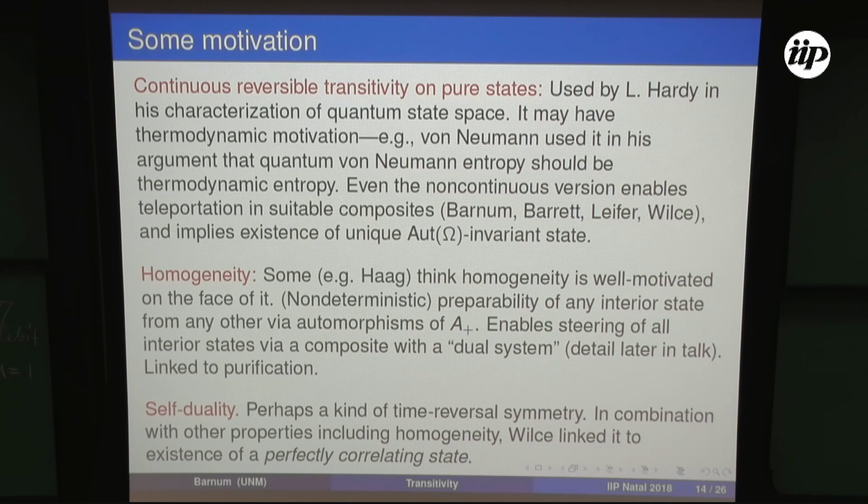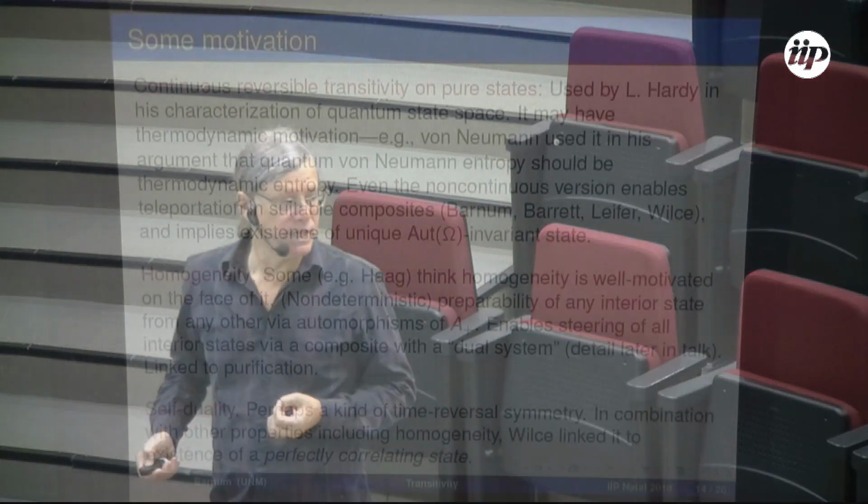Well, you can see the square, of course, has reversible transitivity on pure states, but the automorphism group of those states is a finite group. It doesn't have a non-trivial Lie algebra, so there are not continuous paths connecting those states. But even the non-continuous version enables teleportation in suitable composites. And it implies the existence of a unique invariant state.